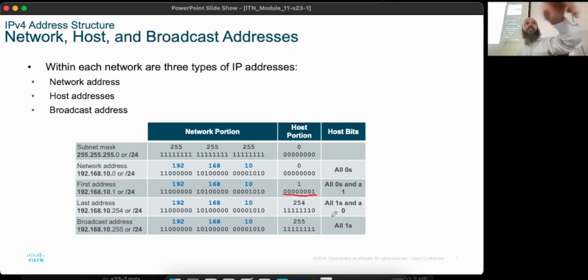Okay? You cannot call this PC COE232 because then people are going to be confused. Are you talking about the whole lab or are you talking about this PC? If you say COE232 is not working, what does that mean? The whole lab is not working or this PC is not working. So you cannot give the network address to a particular host. It's invalid. It's an error.